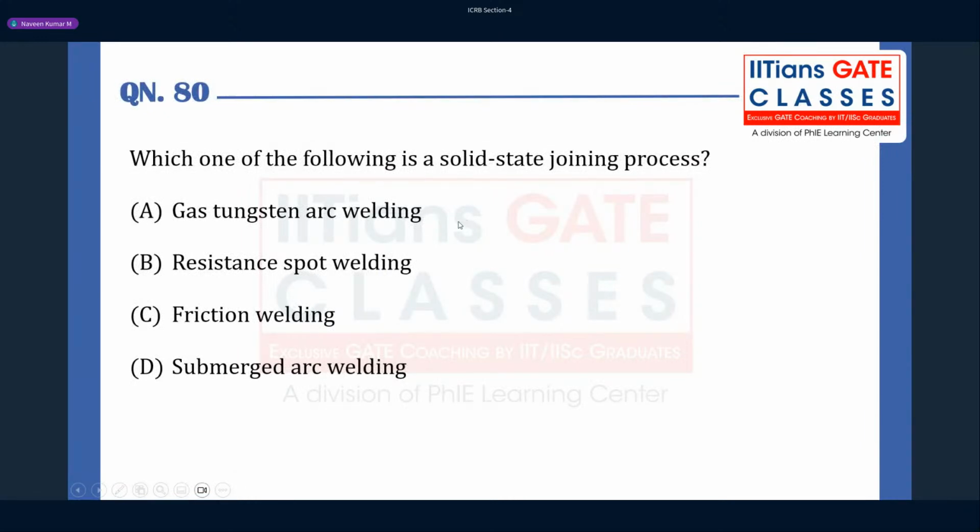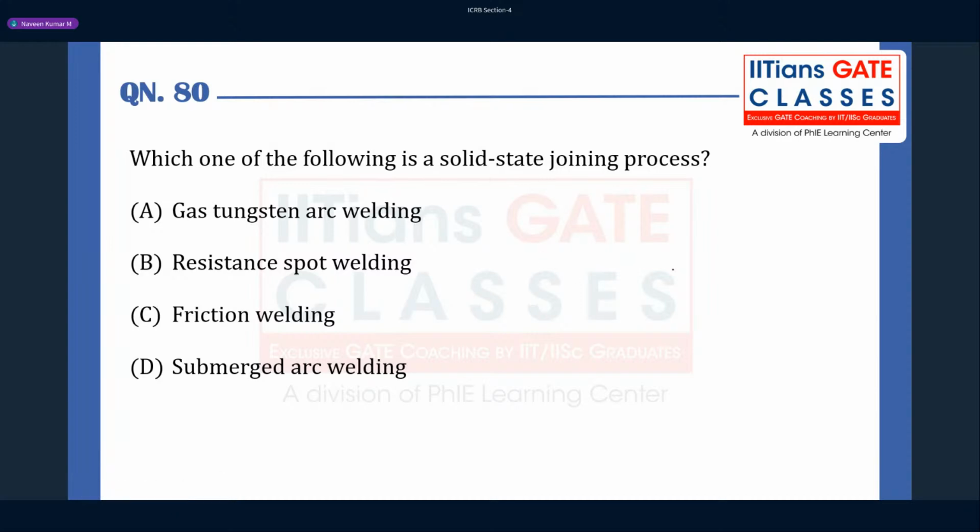Gas tungsten arc welding. What is this gas tungsten arc welding? First, what is solid state? Solid state is where, while you're welding, there won't be any liquid or gaseous form of the state. Only the solid state will be there. Okay. In gas tungsten arc welding, you have a tungsten electrode.